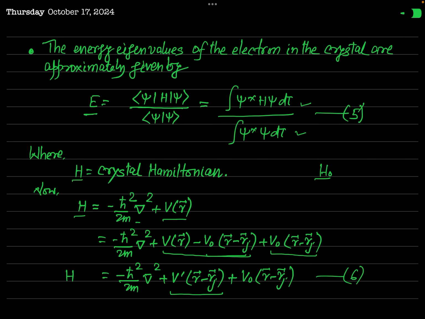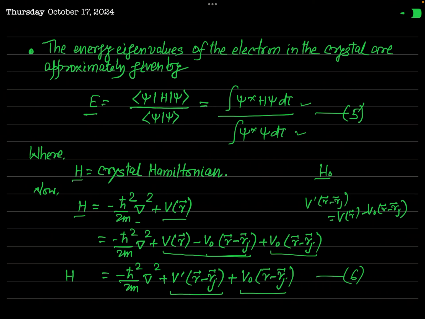So finally, the crystal Hamiltonian H is given like this: minus h bar square over 2m del square plus V dashed of r minus Rj plus V naught of r minus Rj. What is this V dashed of r minus Rj? You can see it has been written in place of V of r minus V naught of r minus Rj.